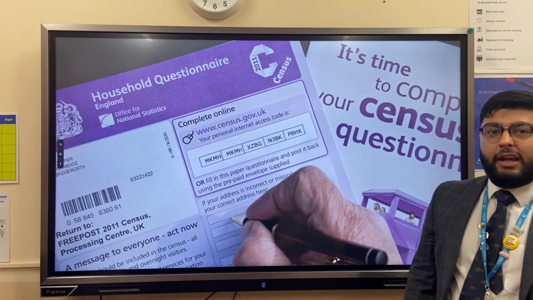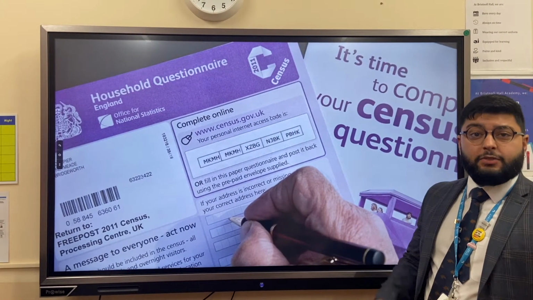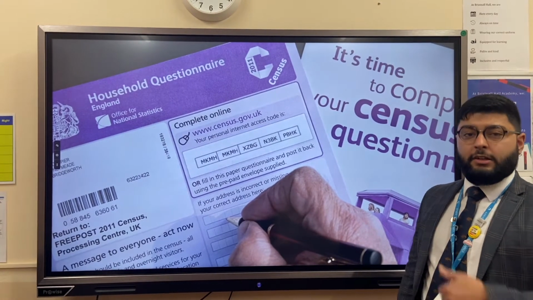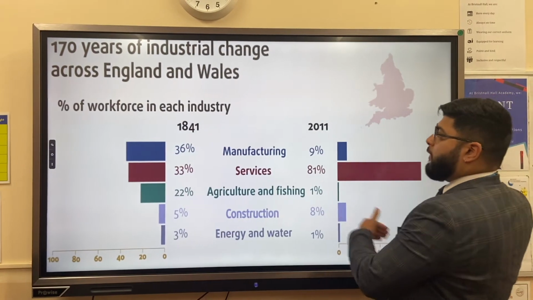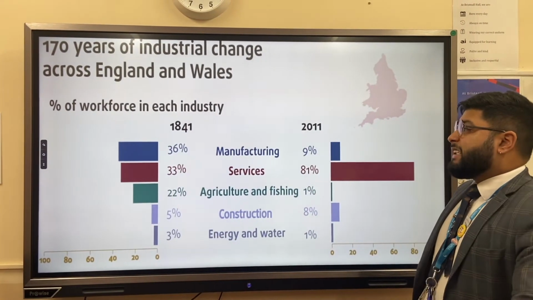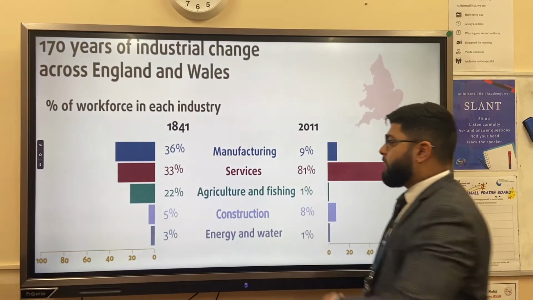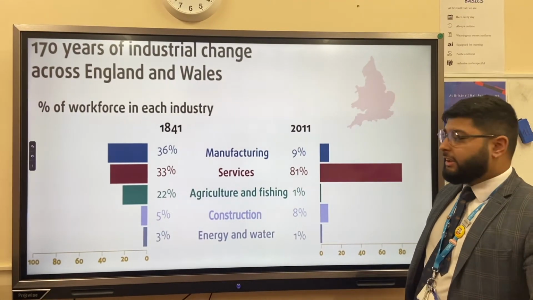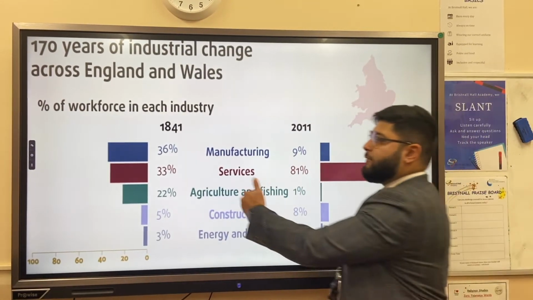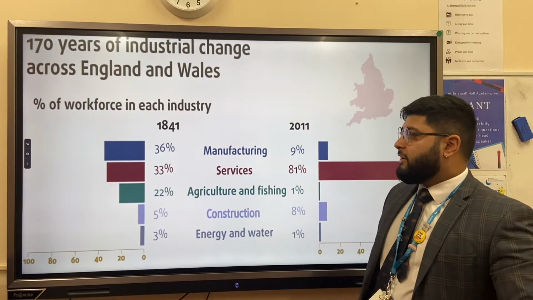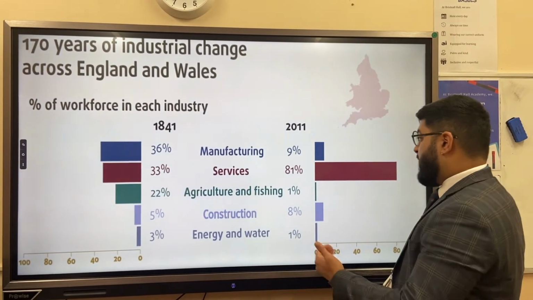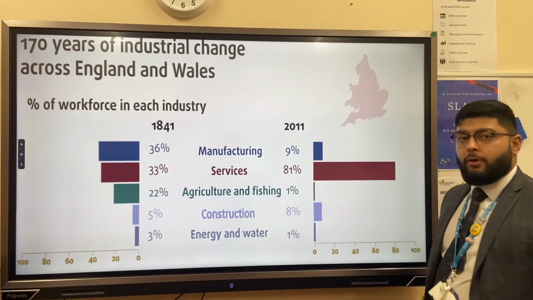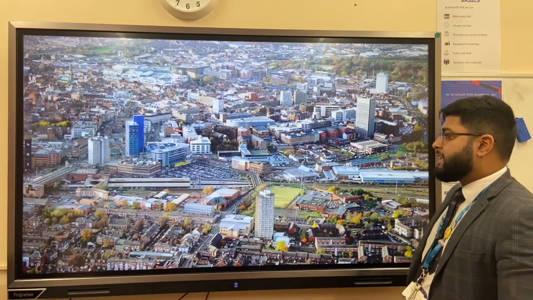Every 10 years, the UK carries out a census, which is a survey to find out information about the population to inform decisions made about the services the government provide. One of the big things that has come out between the 1841 and the 2011 census is the changing structure of employment. In 1841, almost the height of the Industrial Revolution, a third of people were working in manufacturing, whereas now the vast majority of people are working in the tertiary or service sector.